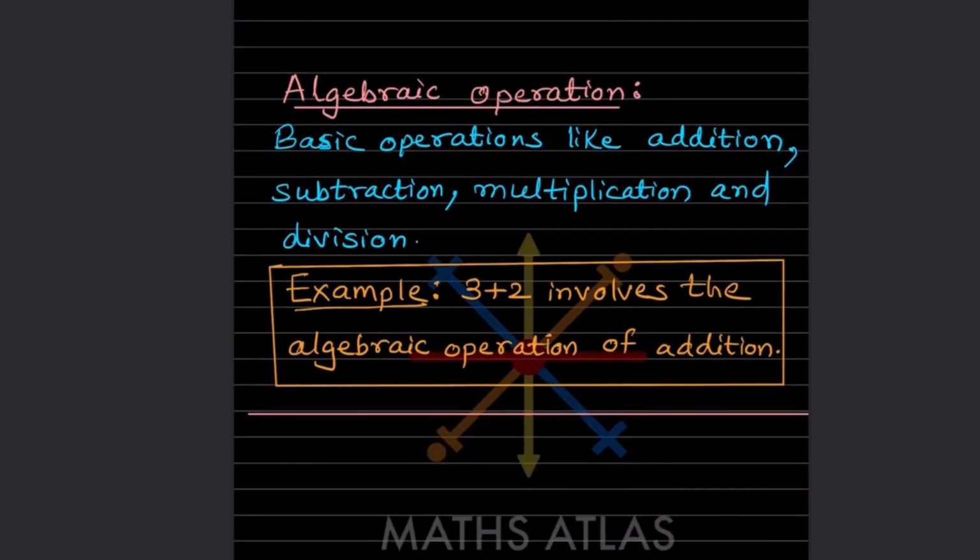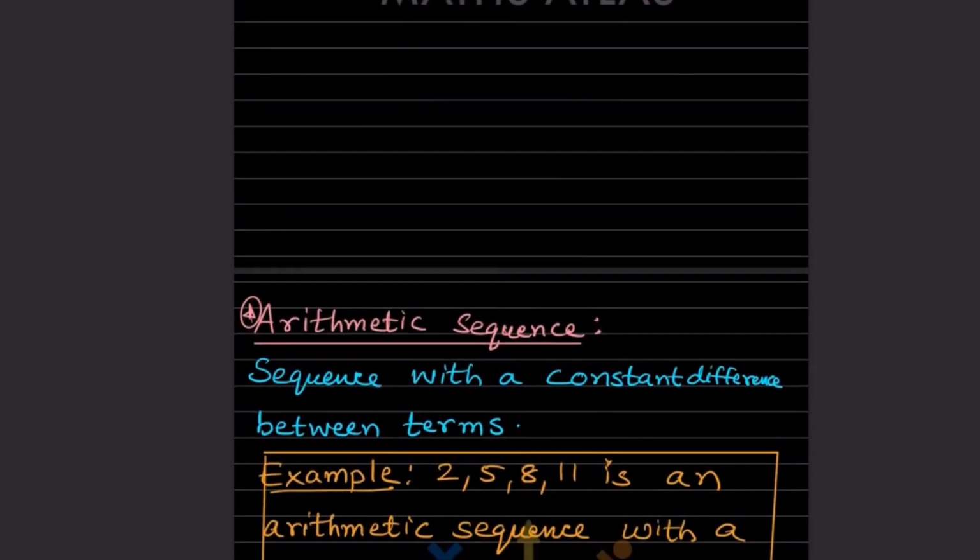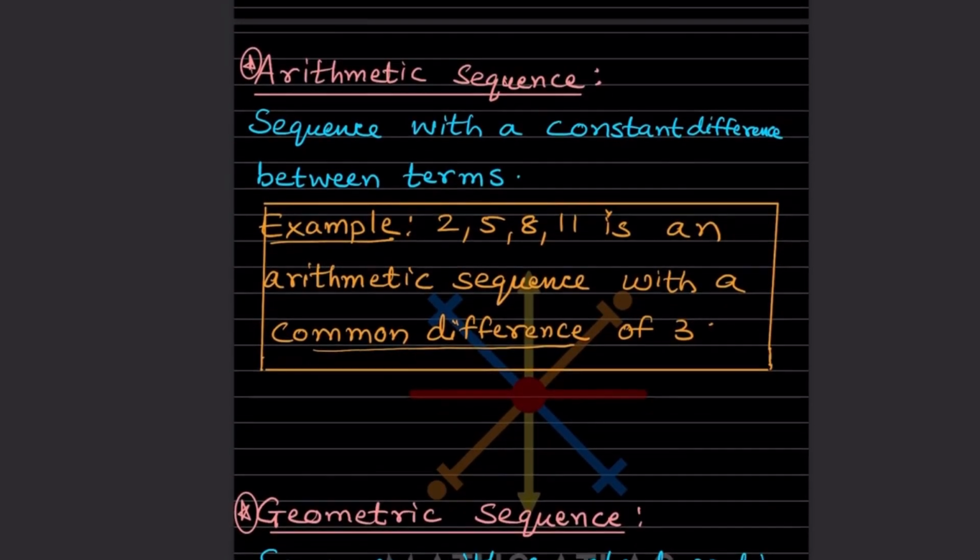Now we will go for the next one, the algebraic operation. The basic operations are addition, subtraction, multiplication, and division. That is a simple one. So if I write 3 plus 2, that involves the algebraic operation of addition, of course. That's easy.